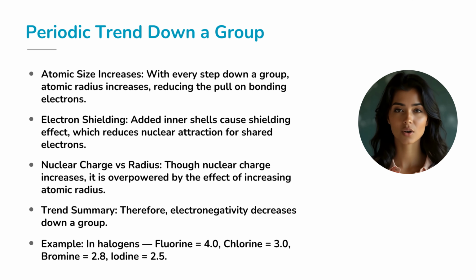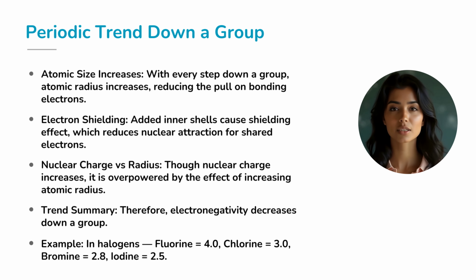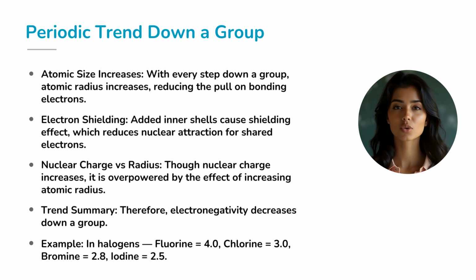Alright, let's now go down a group. As we descend the group, something important happens. The atomic radius increases. This means the bonding pair of electrons is farther from the nucleus and less tightly held. Even though the nuclear charge increases, it is shielded by more inner shells. This is known as the shielding effect. So overall, the electronegativity decreases down the group.